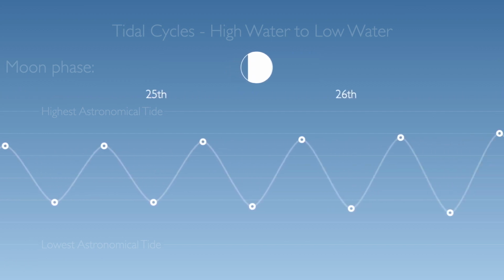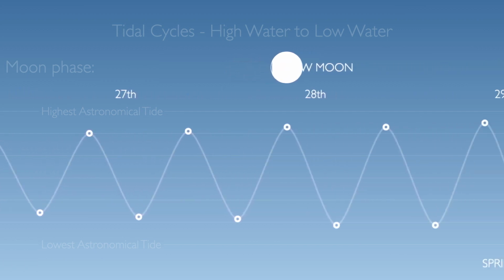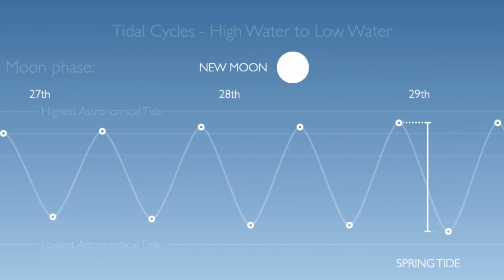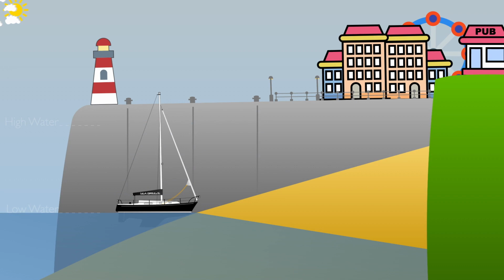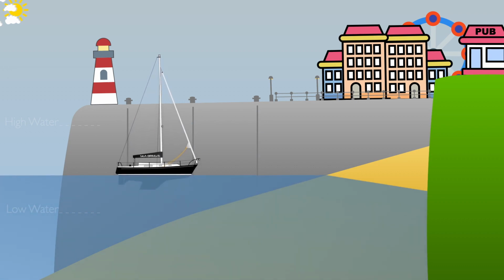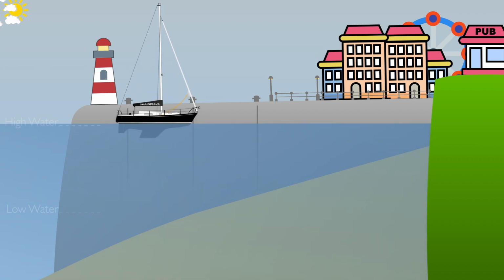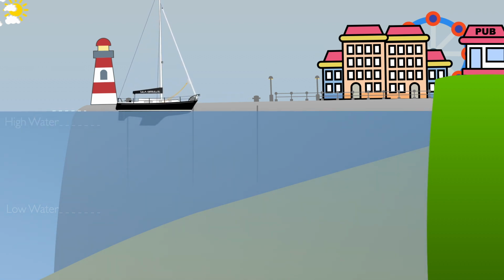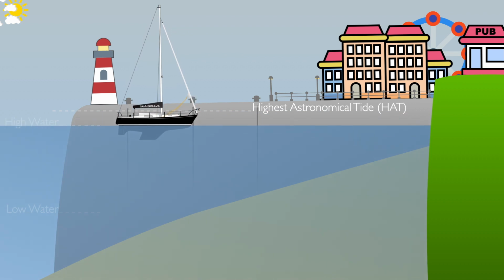Following the Moon's approximate 28-day cycle around Earth, there is an alternate spring and neap tide roughly every week. Over the course of the tidal epoch, the complete 18.6-year cycle, the spring tide will experience its highest point, mathematically the highest the water will ever rise. This is highest astronomical tide, or HAT.